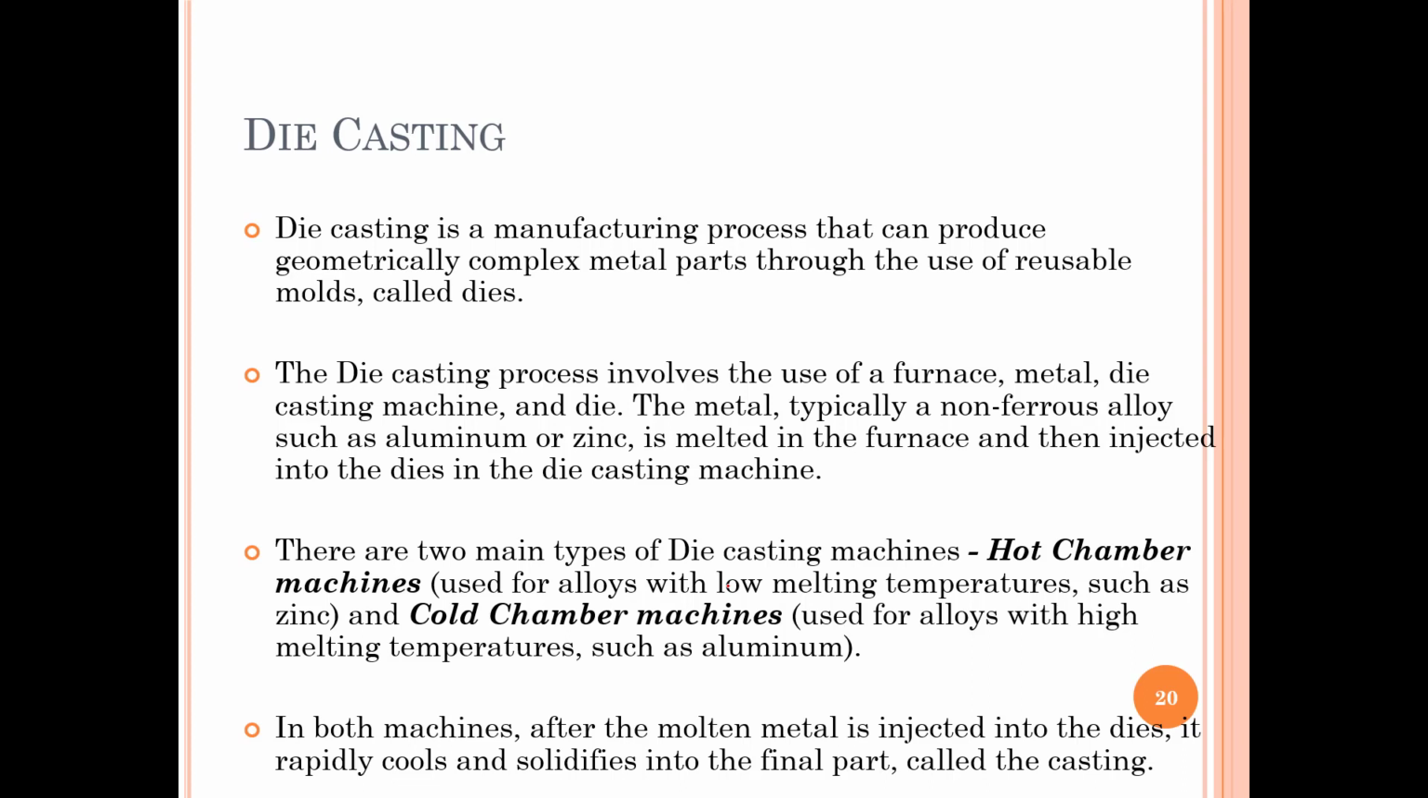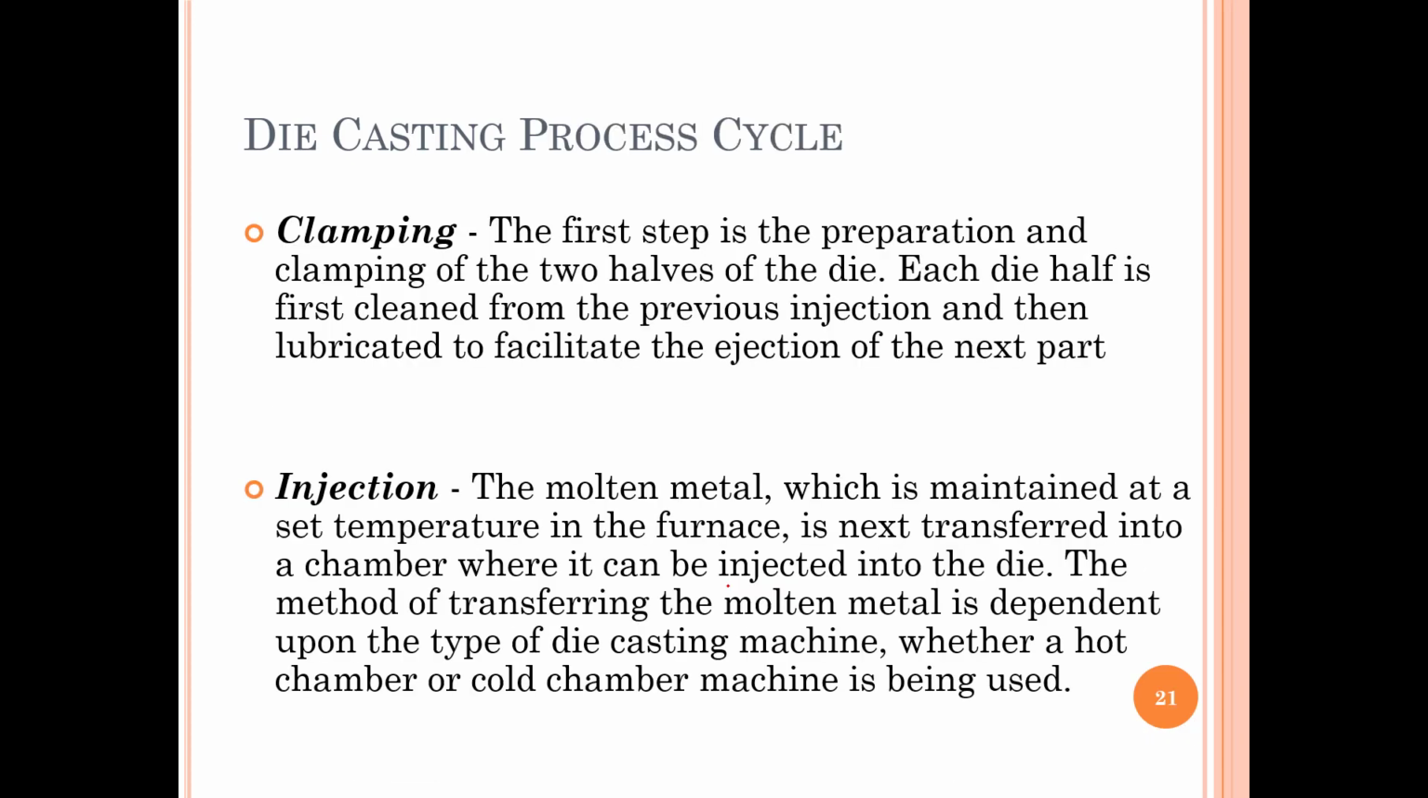We have two types under die casting: hot chamber and cold chamber. Hot chamber is used for alloys with low melting temperature such as zinc. Cold chamber machines are used for alloys with high melting temperature like aluminium. In both machines, after the molten metal is injected into the die, it rapidly cools and solidifies into the final part called the casting.